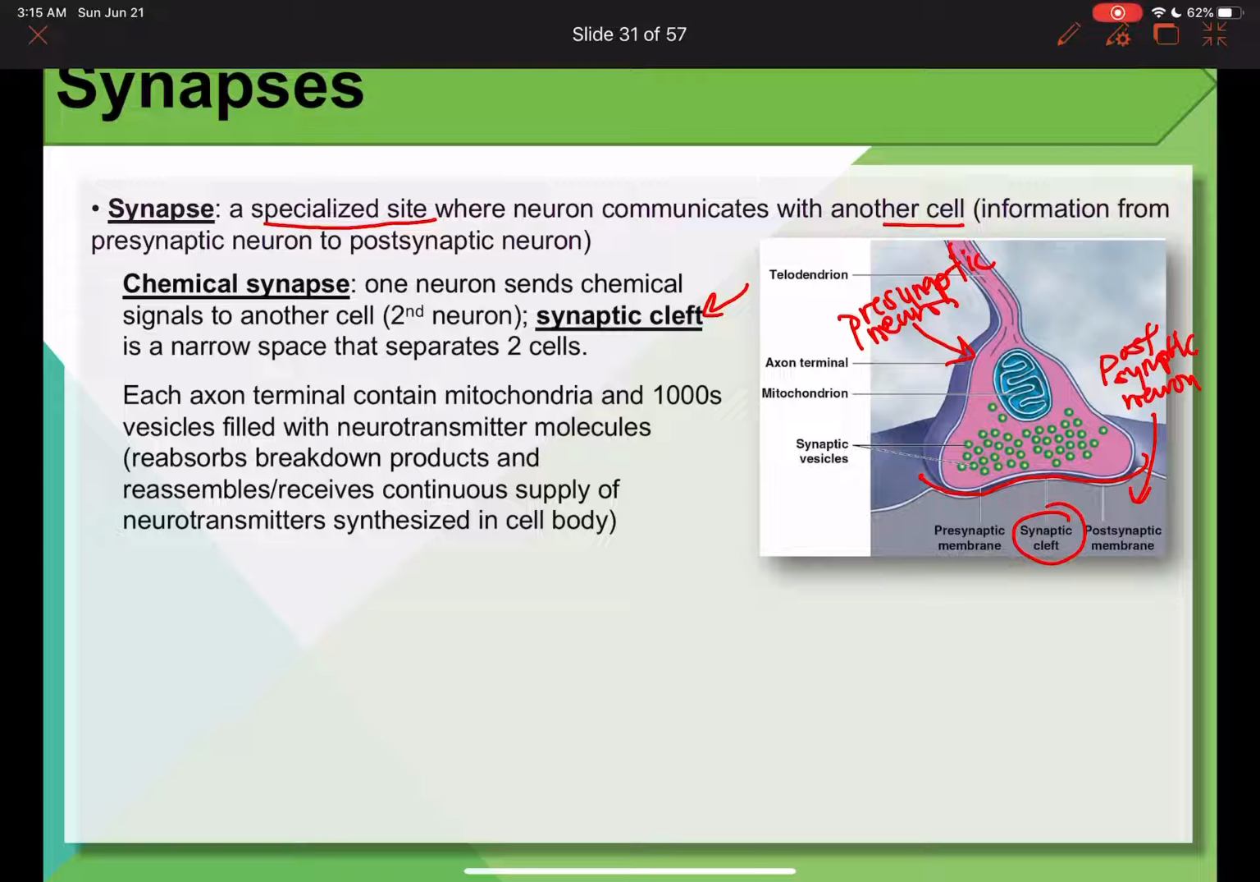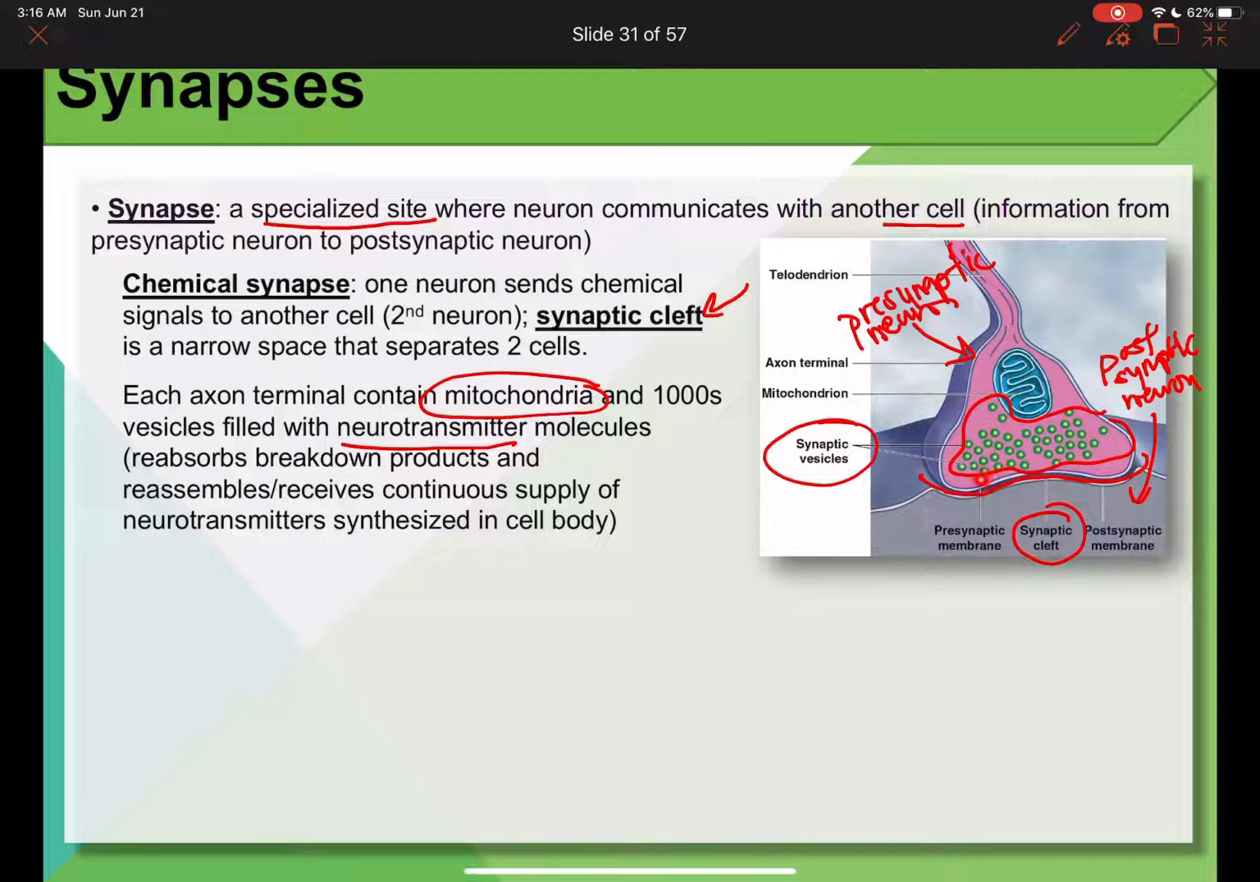Now each axon terminal actually contains lots of mitochondria, and thousands of these green balls here, which are those synaptic vesicles we talked about. And they're filled with neurotransmitter molecules ready to be released into the synaptic cleft. Now, what happens is, remember we talked about acetylcholines are either broken down or dissolve away.